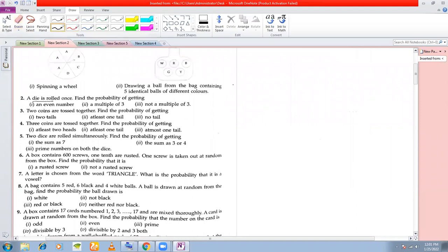Question number 3. Two coins are tossed together. Together means simultaneously. Find the probability of getting 2 tails, at least 1 tail, and no tail. First of all, we have to write down the sample space, right? So let heads be denoted by H, and tails be denoted by T.